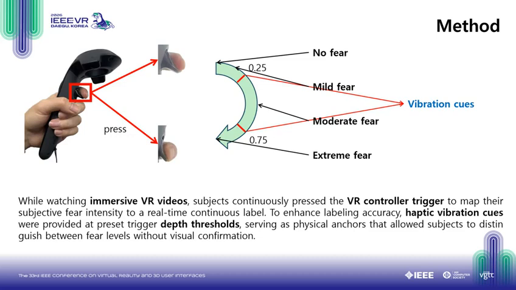Specifically, while watching immersive VR videos, participants continuously press the trigger on the VR controller, converting their subjective fear intensity into real-time continuous labels. To improve label accuracy, haptic vibration cues are provided at preset trigger depth thresholds. These haptic cues serve as physical anchor points, enabling participants to distinguish different fear levels without visual confirmation.